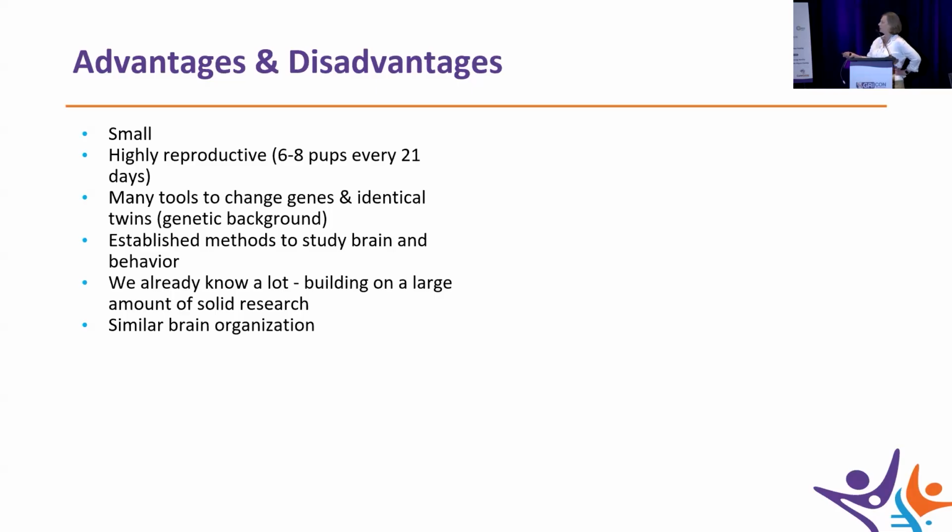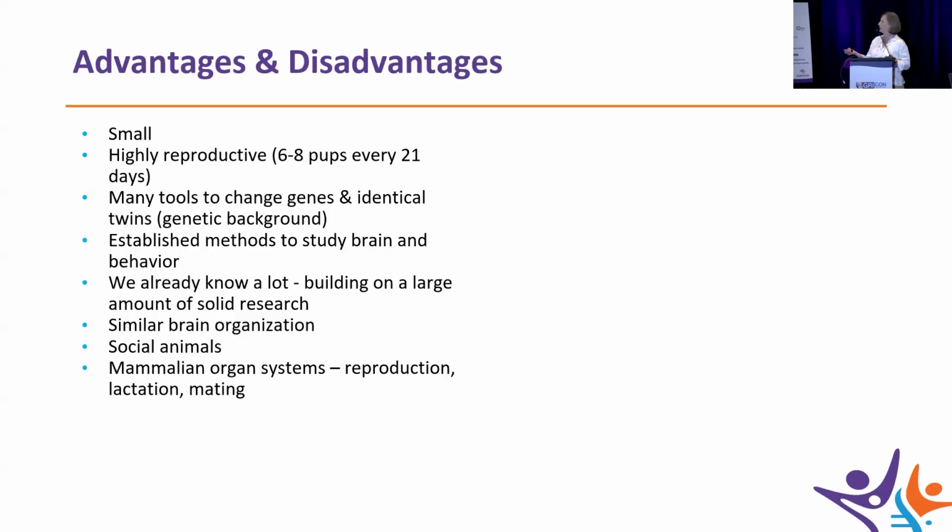They have a similar brain organization to humans. Of course, it's less complex. They're social animals, which is really important if you're trying to understand what makes us social, or what are the things that cause us to be less social. You would want to study this in a system where they are also social.